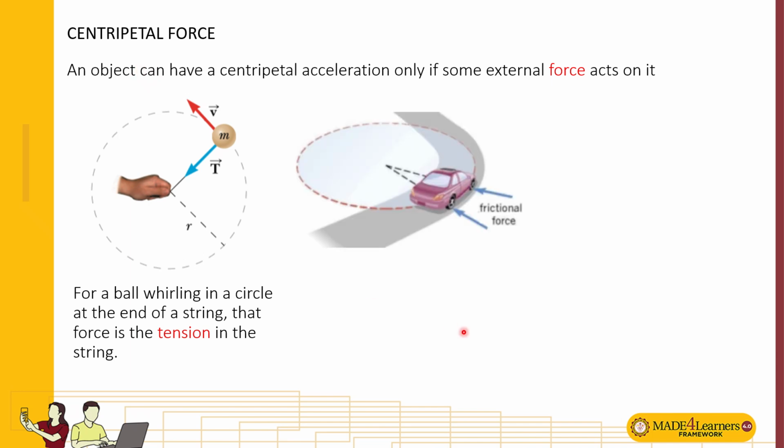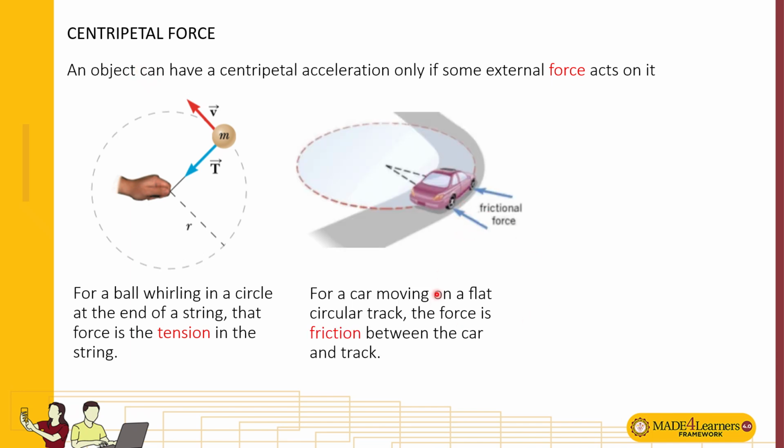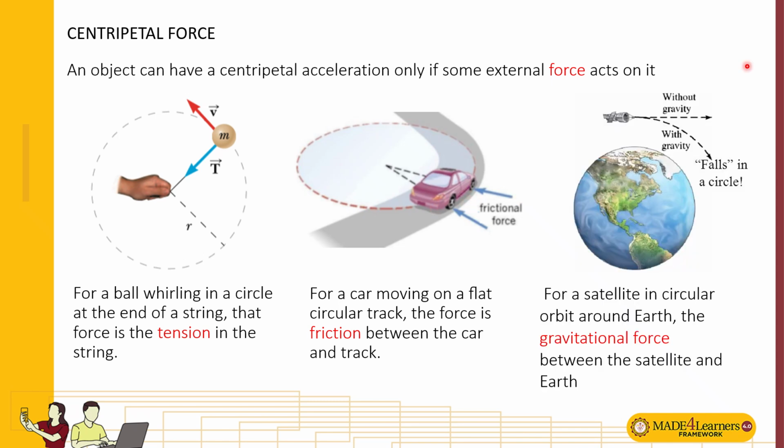Another is the frictional force between the car and the track or the road. What keeps the car moving in a circular motion on a flat circular track is the friction between the car and the track. And for satellites orbiting around the Earth, it's the gravitational force that keeps the satellite moving in a circular motion. Without gravity, the tendency is it will move in a linear direction.